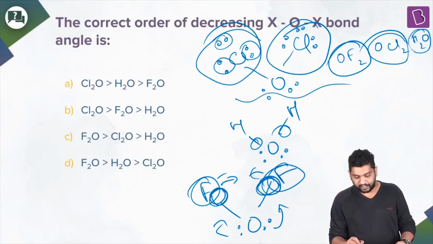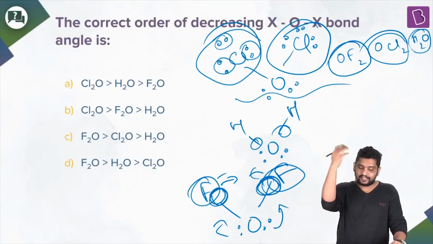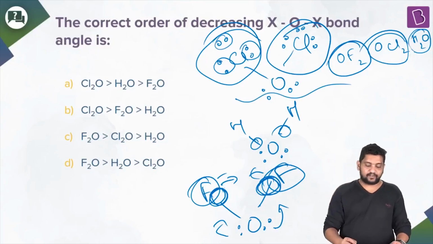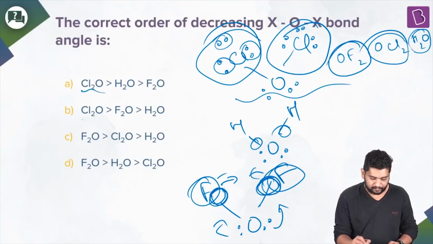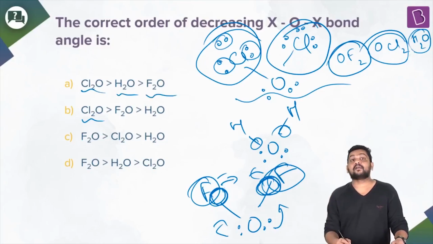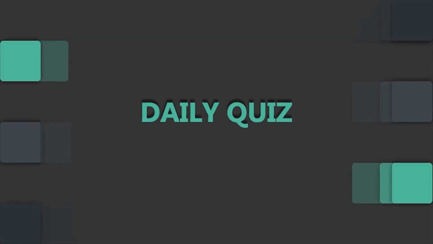So your H2O was 104.5 degrees, F2O will be even less than this, and Cl2O will be the one with the highest bond angle, right? So Cl2O is the one with the highest bond angle, then I am expecting H2O, and then I am expecting F2O. This is exactly the order I am looking for. So our final answer is A option.